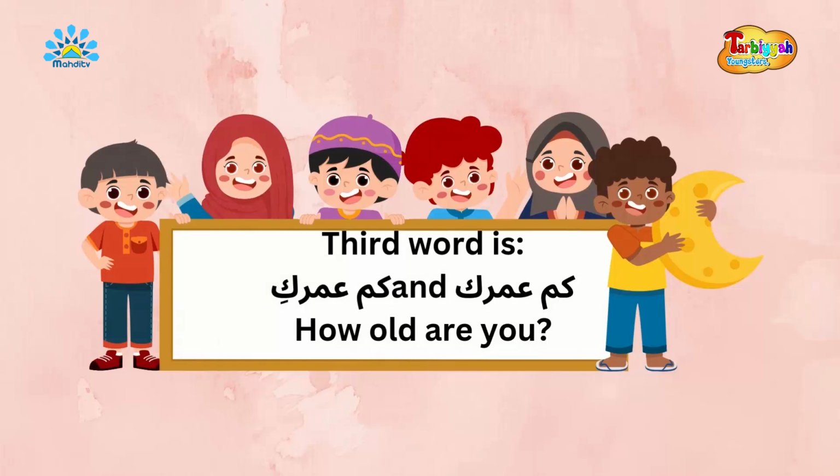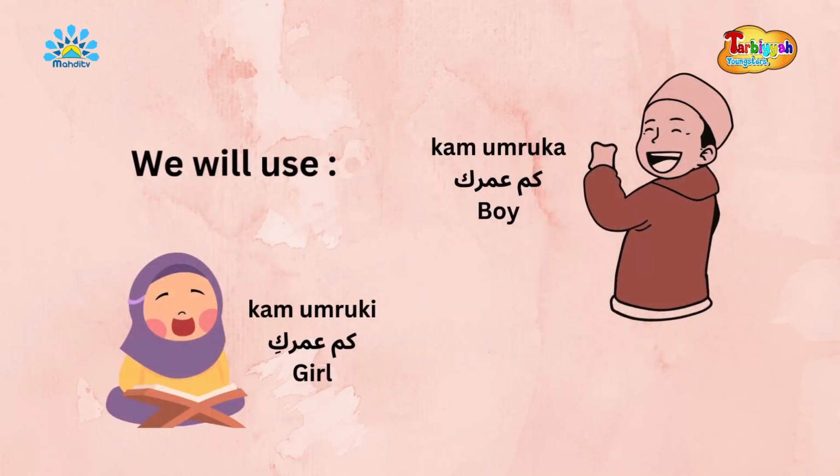And our third word is Kam umruka. How old are you? And Kam umruki. How old are you? We will use Kam umruka when we want to ask a boy, how old are you? And we will use Kam umruki when we want to ask a girl, how old are you?